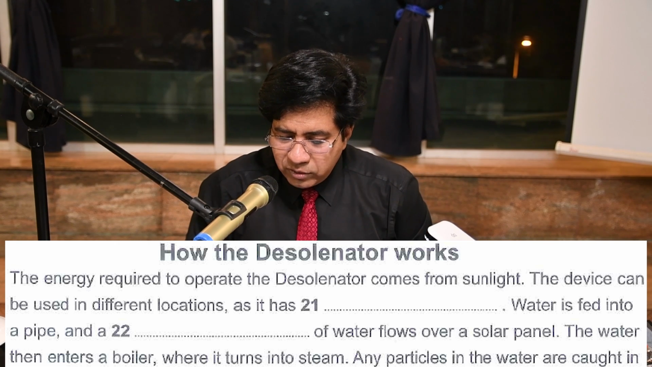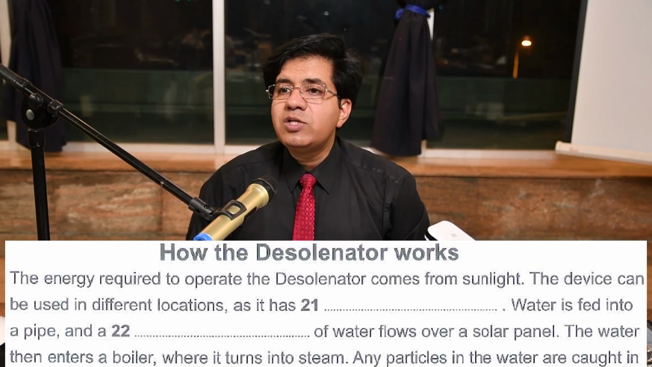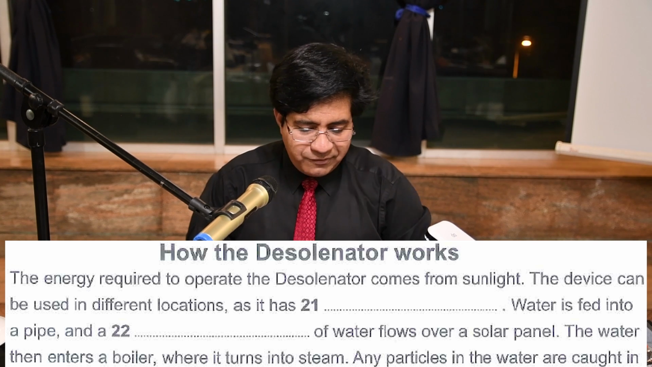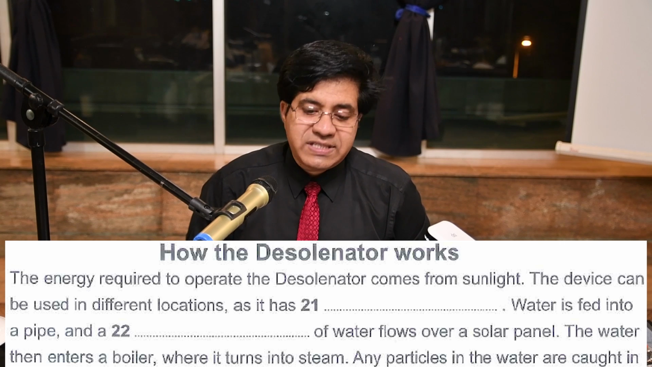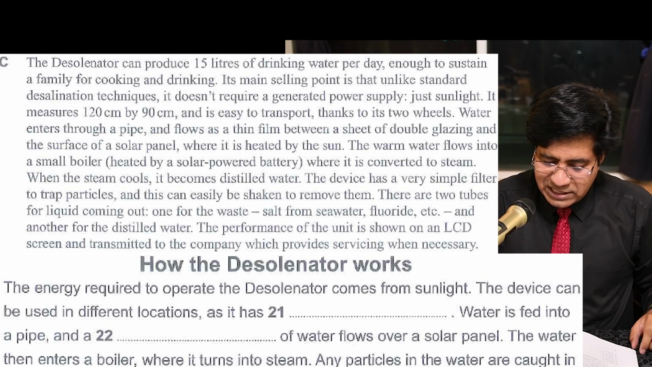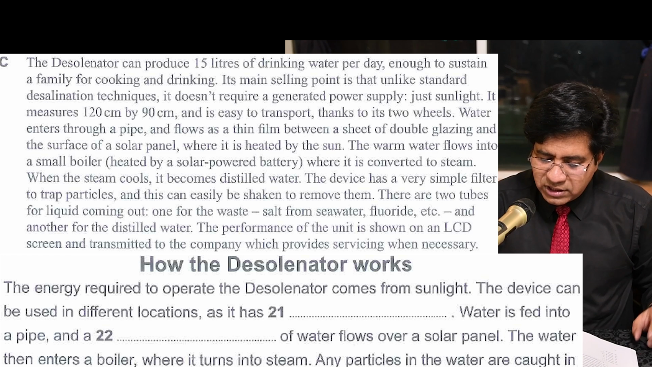Okay, how the desalinator works. So we'll need to find a paragraph where they mention how it works, and that is paragraph C. How did we know? Desalinator can produce 15 liters of drinking water and all that.